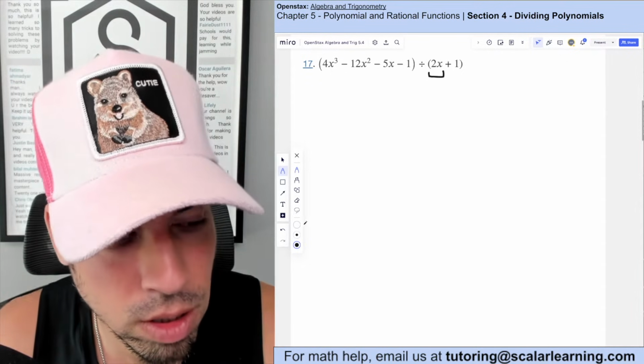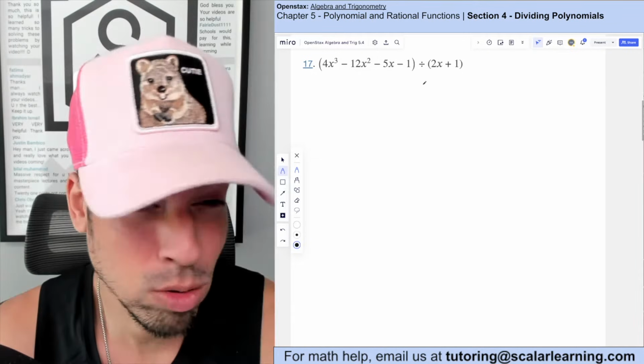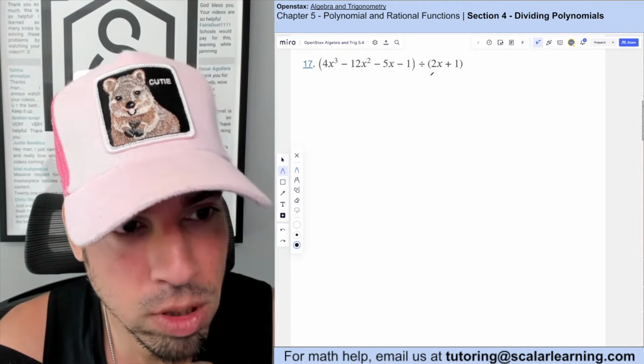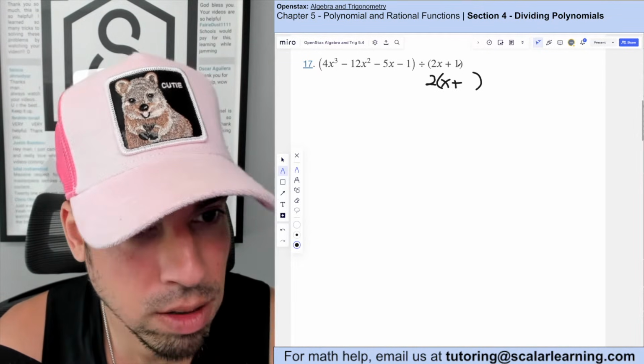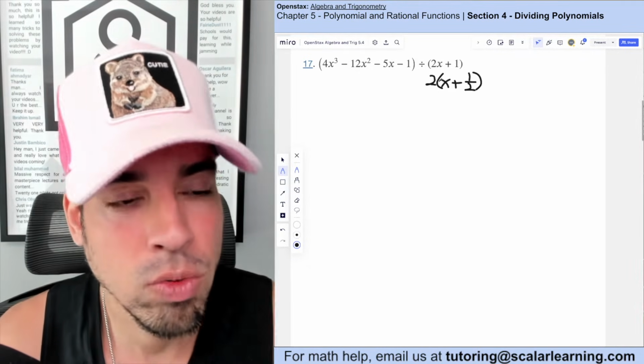So for this one, we're going to set it up in our typical synthetic division format, except there's a little issue here. The divisor, that coefficient of that first term is not 1. So we got to get that to 1 if we want to use synthetic division. So the first thing I'm going to do is I'm going to factor out a 2, and then it's 1x plus, and then if we're factoring out a 2, we're dividing by 2, so that 1 becomes a 1/2. So now we can divide.